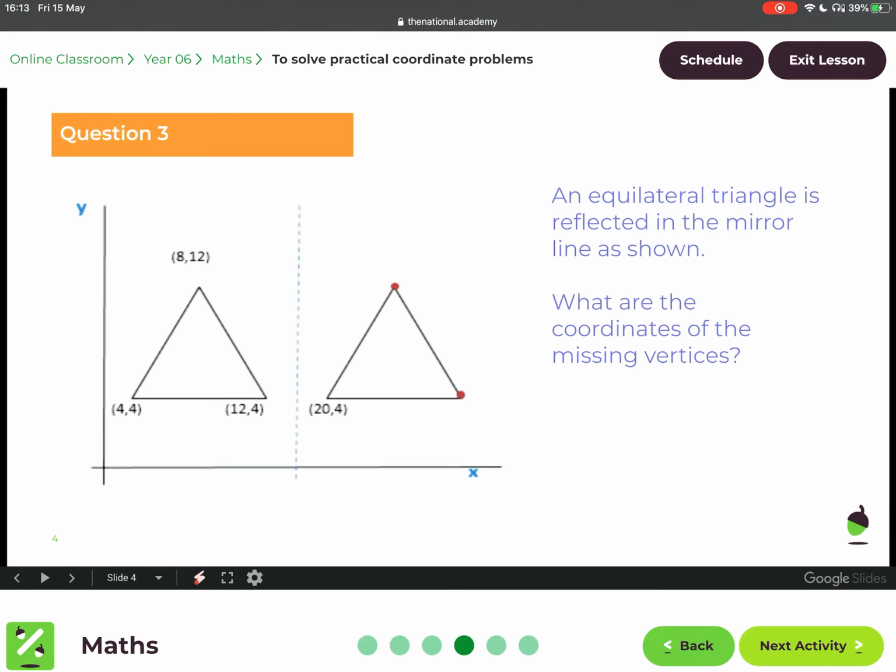Question 3. An equilateral triangle is reflected in the mirror line as shown. What are the coordinates of the missing vertices? So this one here, the coordinate here, that would be 28, 4, and this one would be 24, 12.